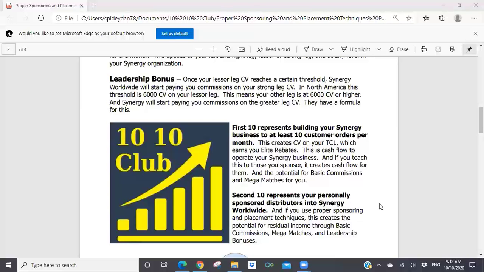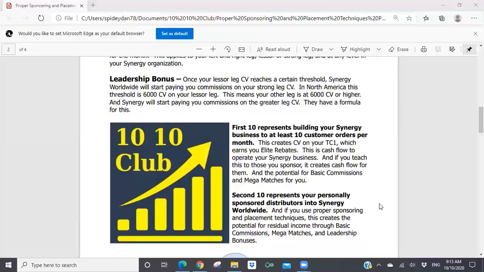And over in the Eagles system, when you come in as a distributor, before, they want you to get your 10 customers. Those 10 customers that they get over in South Korea, that creates cash flow for that person's business. Well, that's what we tried to create in the 1010 Club. The first 10 of the 1010 Club is build your Synergy business to at least 10 customer orders on a monthly basis.